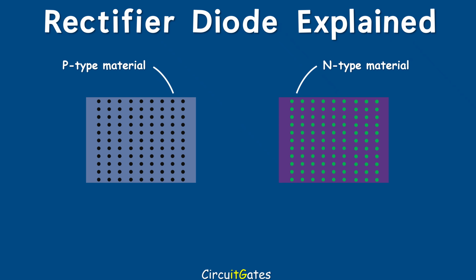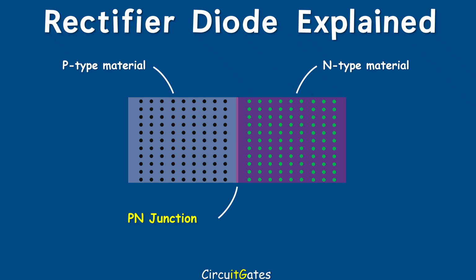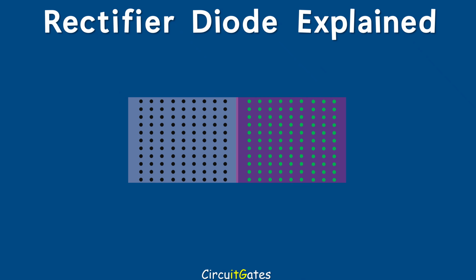When the n-type and p-type materials are joined together, a junction is formed between the two materials. As soon as the junction is formed, free electrons from the n-type material near the junction are attracted by holes near the junction in the p-type material. The attracted free electrons will cross the junction.